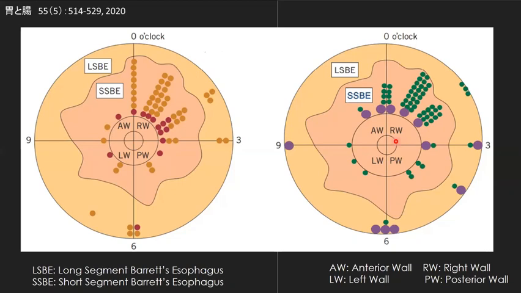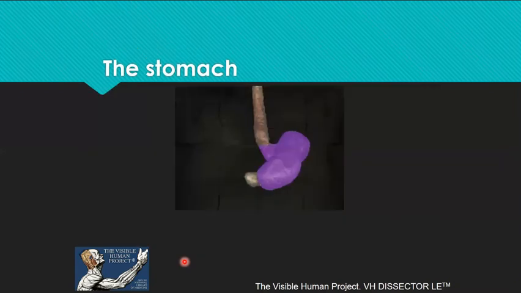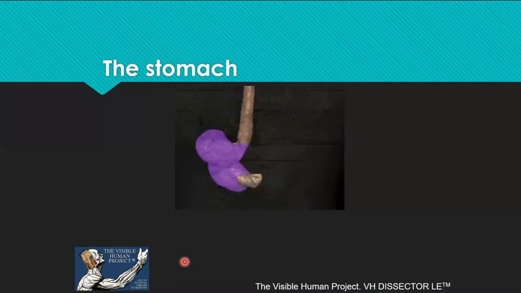So in fact, where is the EG junction? This purple color is the stomach. The stomach is quite anterior, but to my surprise, when I studied this, the EG junction is quite posterior. For example, if we rotate the stomach either counterclockwise or clockwise, depending on where you are looking from, most of the upper stomach is higher than the EG junction, in particular on the right side.